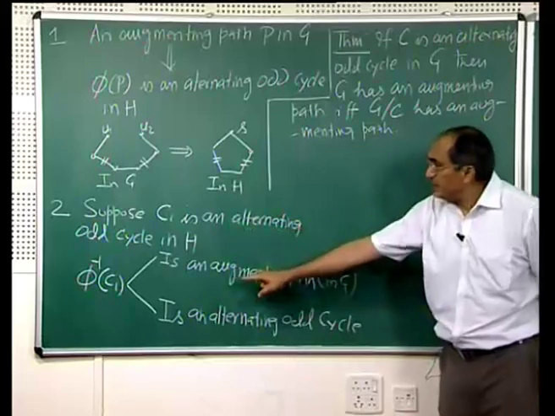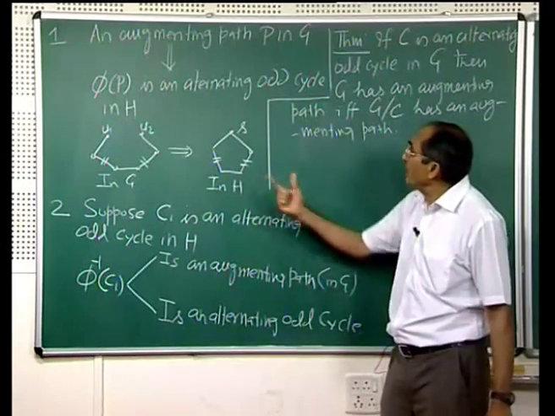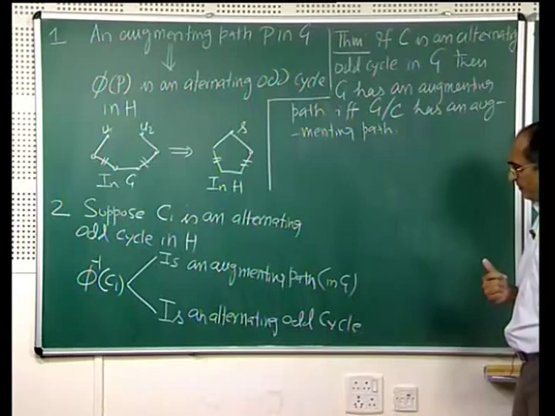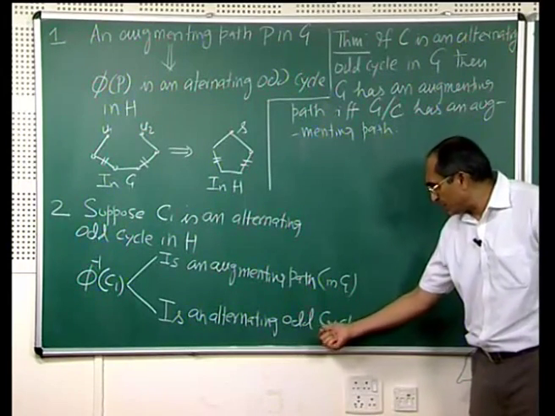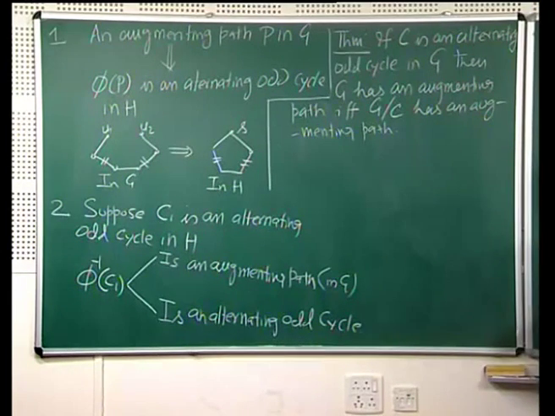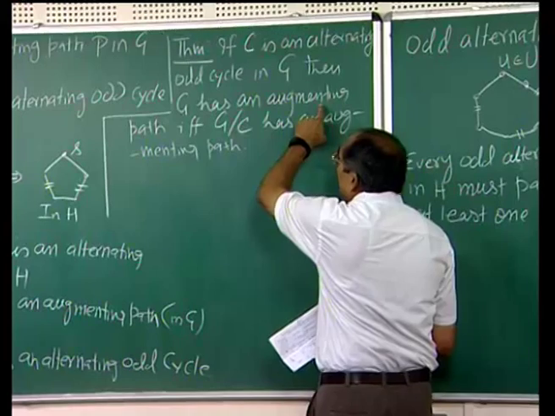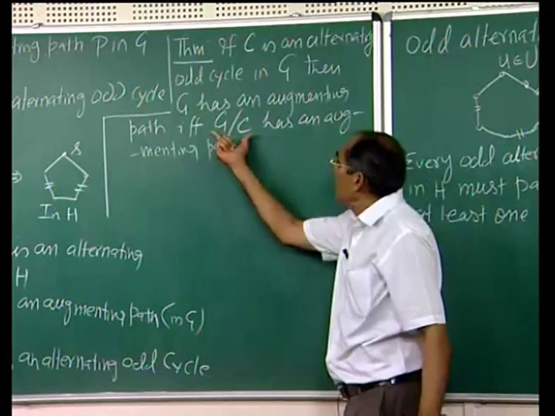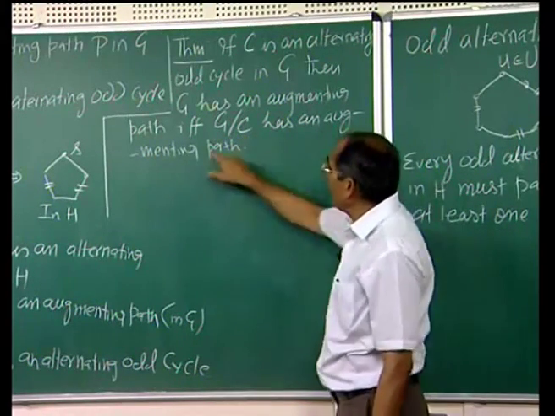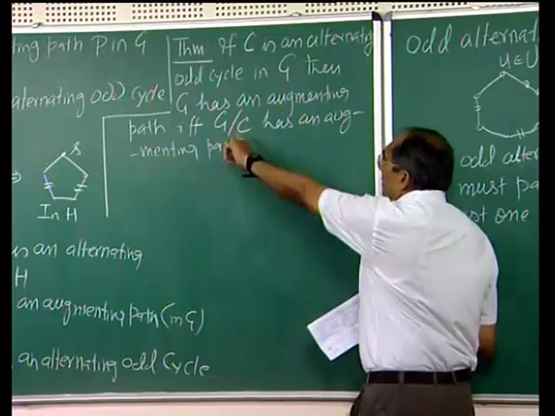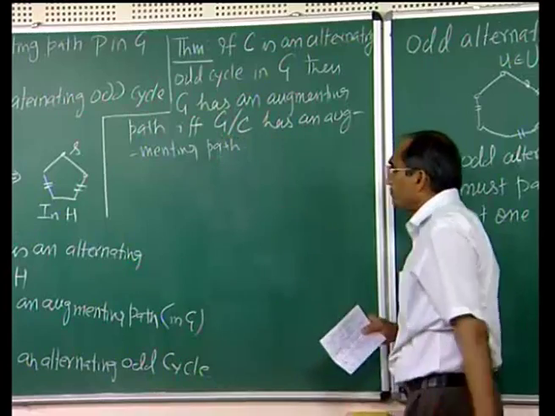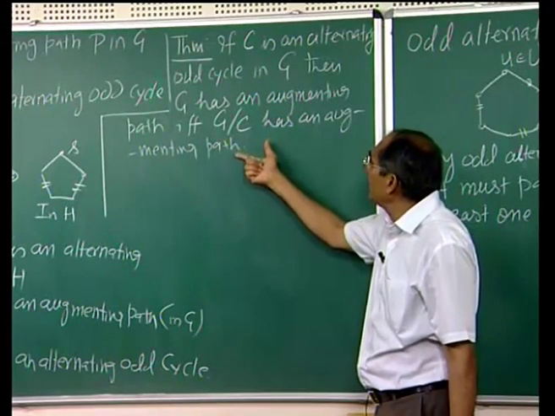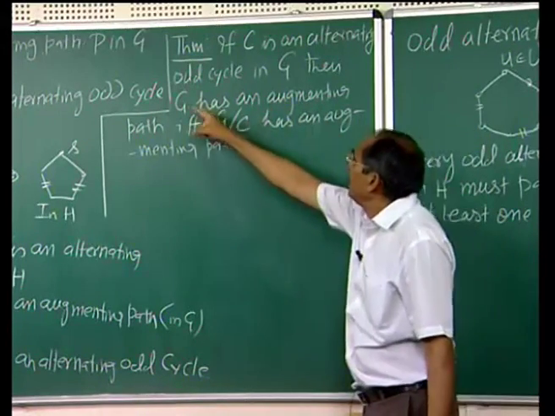So what we notice is that suppose we compute an alternating odd cycle in H, then when we do phi inverse, either we directly get an augmenting path, and if we don't and we end up getting an alternating odd cycle in G, then we will exploit this result. What it says is that there is an augmenting path in G if and only if there is an augmenting path in G mod C, which means vertices of C have been shrunk into a single vertex. So this is a smaller graph. We will recursively call the algorithm for computing an augmenting path in this graph, and then we will show that not only that this gives you an augmenting path, but you can actually build an augmenting path for G using this path. So we will actually recover such an augmenting path in G.